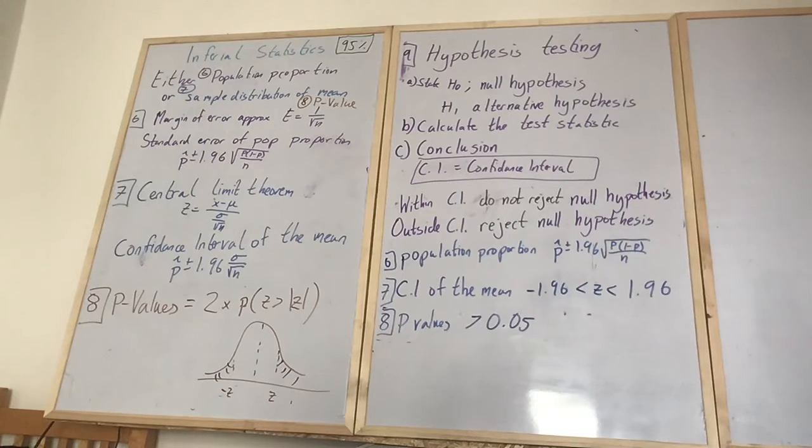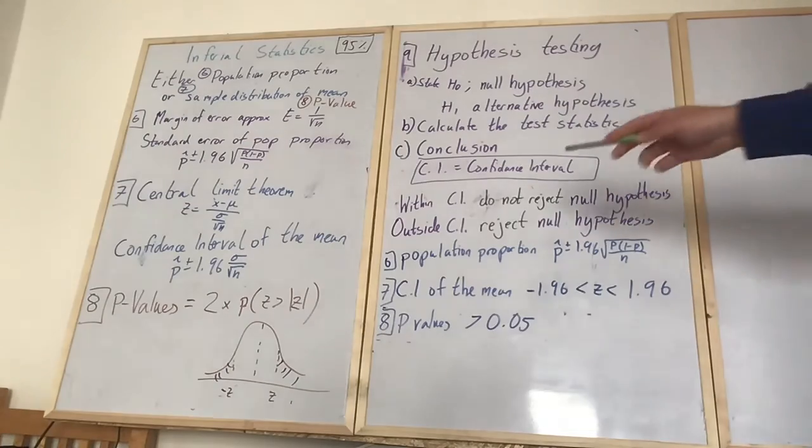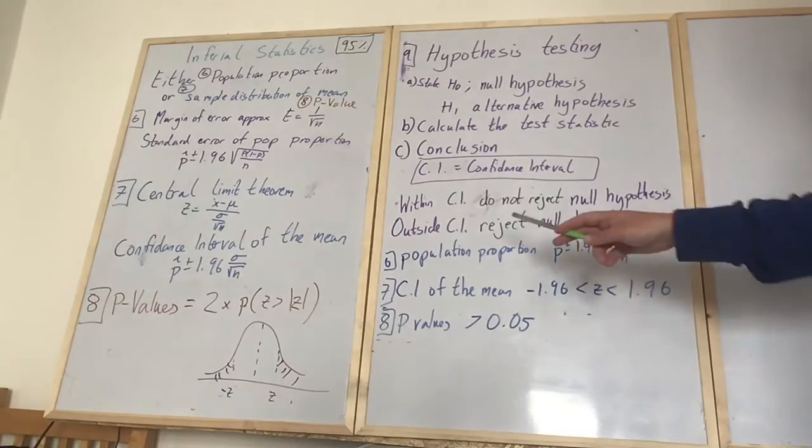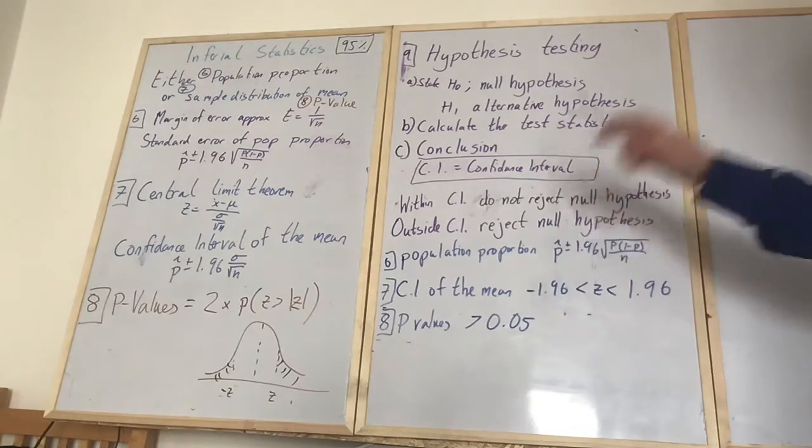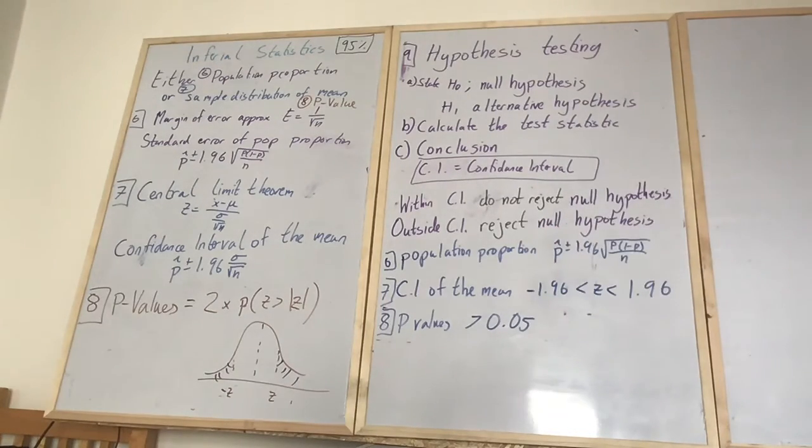If it is within the confidence interval, we'd say we do not reject the null hypothesis. If it is outside the confidence interval, we will reject the null hypothesis. Notice that we said we do not reject, we never accept the null hypothesis. All we say is we do not reject.